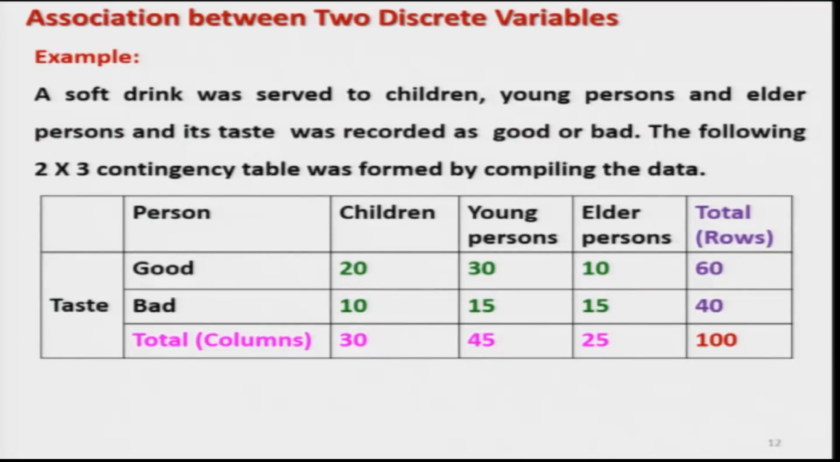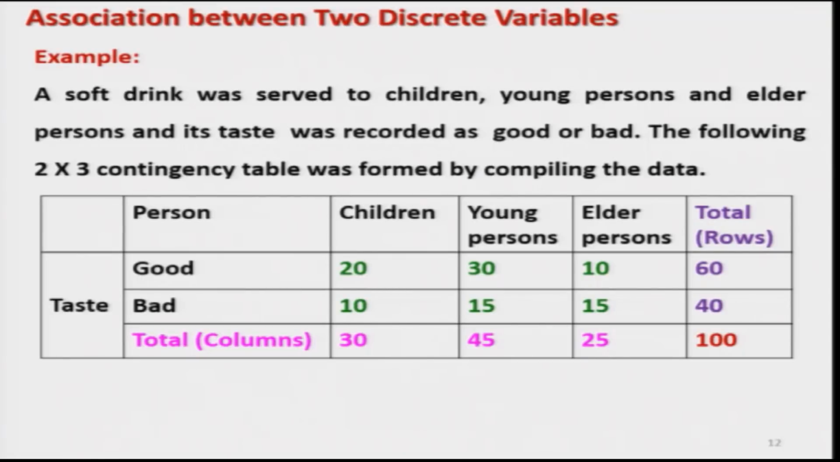So, now let me take a very simple example, and we first try to understand how these values are obtained and how to interpret them, and after that I will show you how to create the contingency table and these types of marginal frequencies inside the R software.